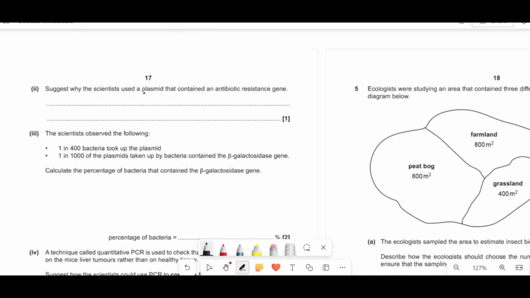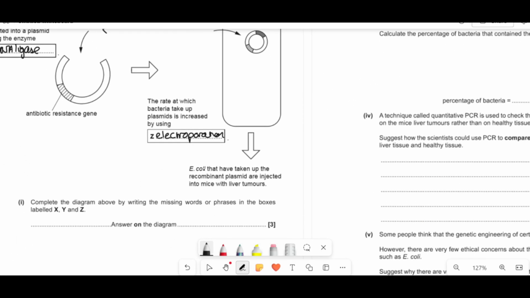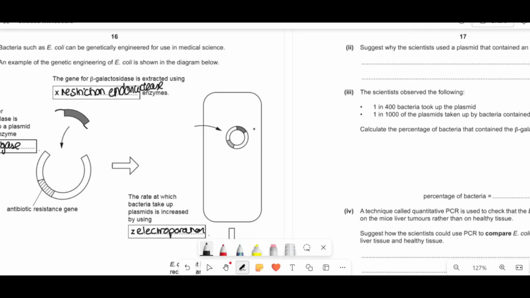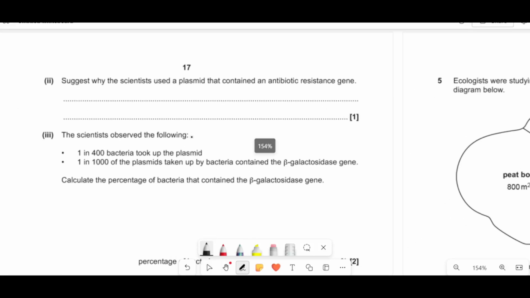So it says, suggest why the scientists used a plasmid that contained an antibiotic resistance gene, right? So the whole point is we have taken them up, whatever. And then it says E. coli that have taken up this plasmid are injected into mice with liver tumors. Now, we need to actually figure out which ones have taken them up. Otherwise, we're just putting non-transgenic organisms into these mice, which is a bit useless.